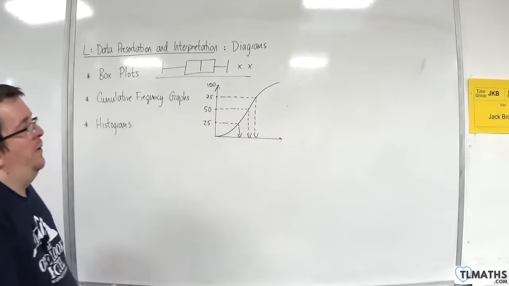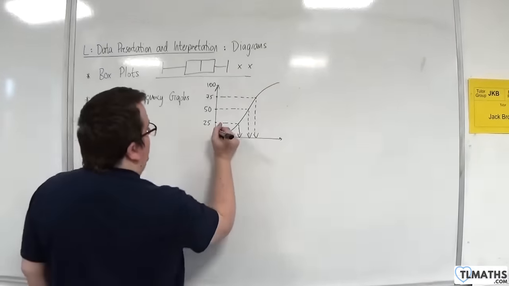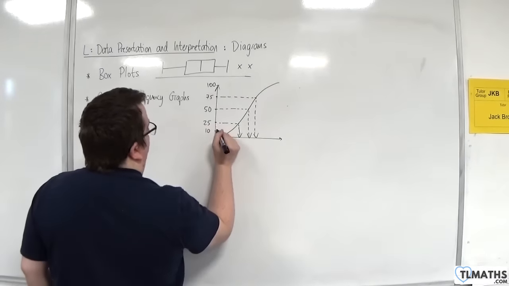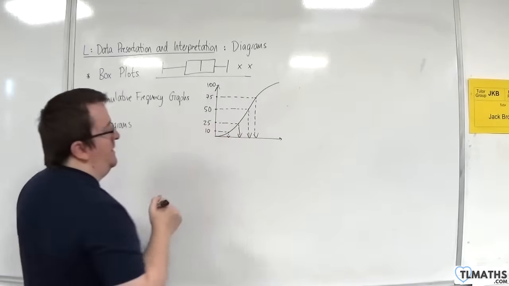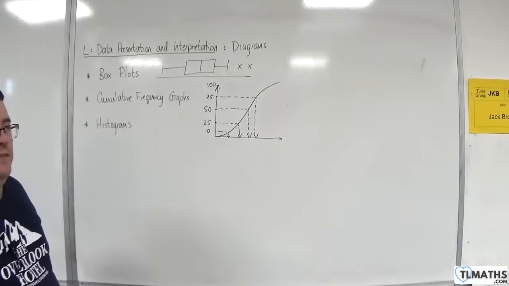And when I talk about percentiles, maybe it's the 10th percentile. So going up to 10, go along to the curve and read down. So you could do it as percentiles as well.